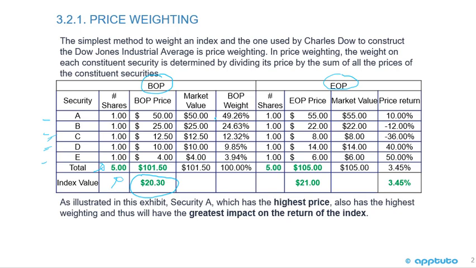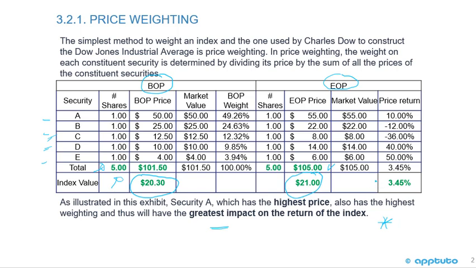As we can see here, security A has a market price of $50, which is the highest, and that means it's going to have the greatest impact on the return of the index. So that's an important thing to note with regards to a price-weighted index. The security with the highest price is going to have the biggest impact. Now here we have the ending of period prices for security A, 55, B, 22, C, 8, D, 14, and E, 6. We add them all up, get 105, divided by 5, and we get 21.